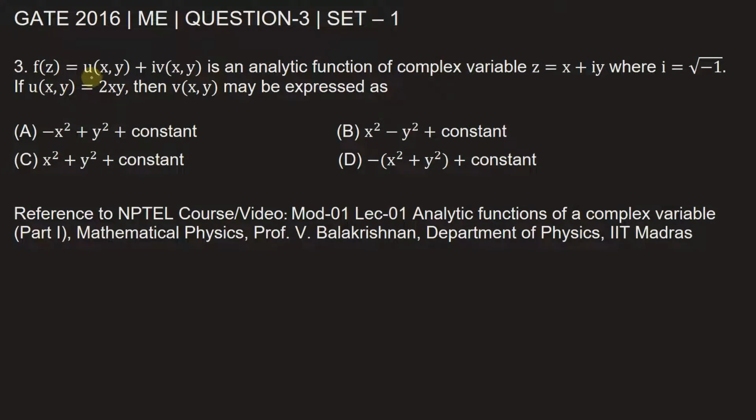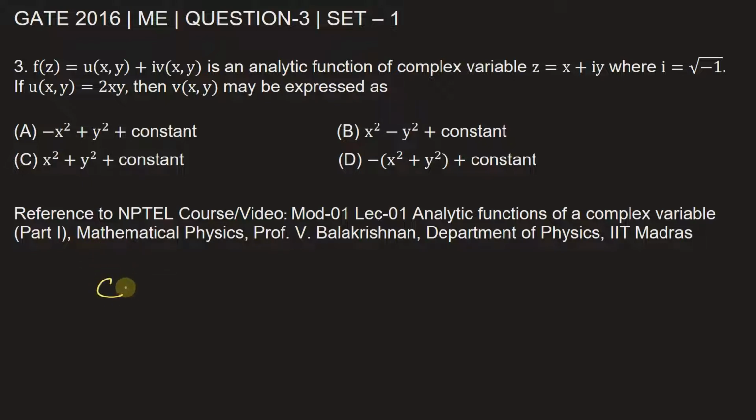f of z is equal to u as a function of x and y plus iv, which is a function of x and y, is an analytic function of complex variable z is equal to x plus iota y, where iota is square root of -1. If u is equal to 2xy, then we need to find the expression of v, which is a function of x and y. Now, since the function is complex analytic, it follows Cauchy-Riemann's equation.